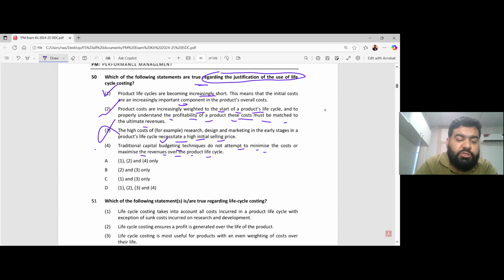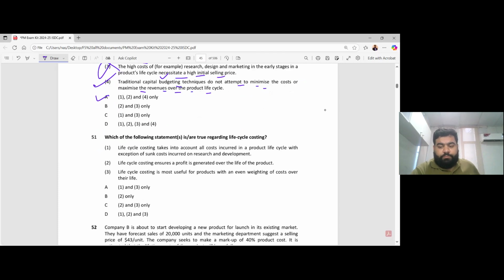But now lifecycle costing says don't always focus on the complete life cycle, calculate the average cost. If it's less and you're selling for more than that today, and the average life cycle cost per unit is less, you will earn the profit at the end. At the end of the period, your pockets will be full, right? So 1, 2, and 4, these three are correct statements.